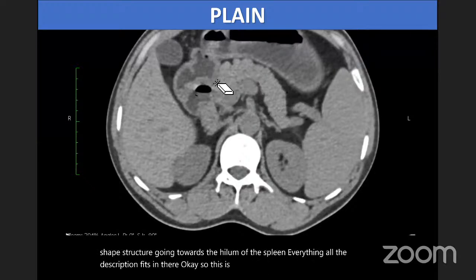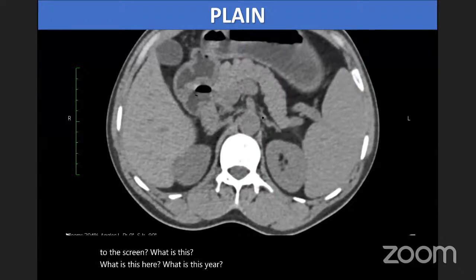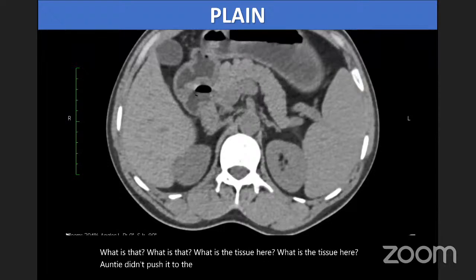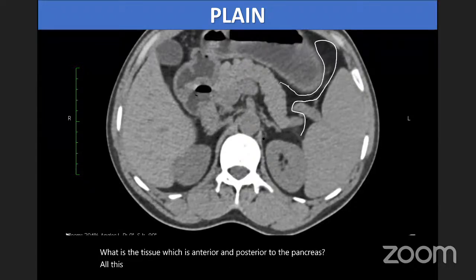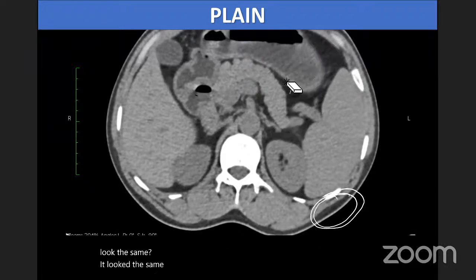Okay, now what do you see anterior to the spleen? What is the tissue here, anterior and posterior to the pancreas? All these tissues, what are these tissues? Again, same thing. Compare with the subcutaneous fat. So doesn't it look the same? It looks the same. This is not exactly omentum.